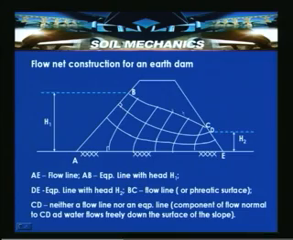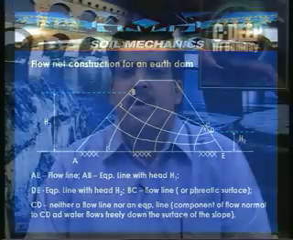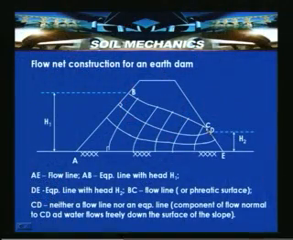So, BC is an approximated flow line, the phreatic line, which is shown, and it is nothing but the upper boundary flow line of an earthen dam. If you come to this small stretch shown here, CD, you will see that it is neither a flow line nor an equipotential line, because a component of flow normal to CD exists, and water flows freely down the surface of the slope.